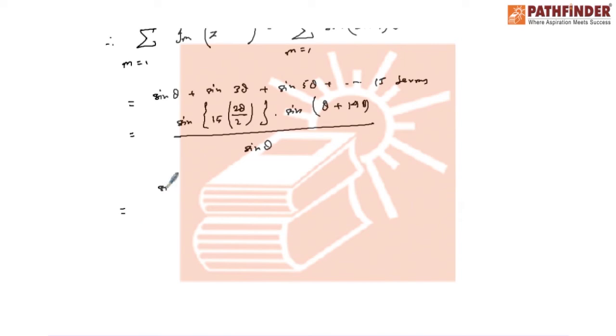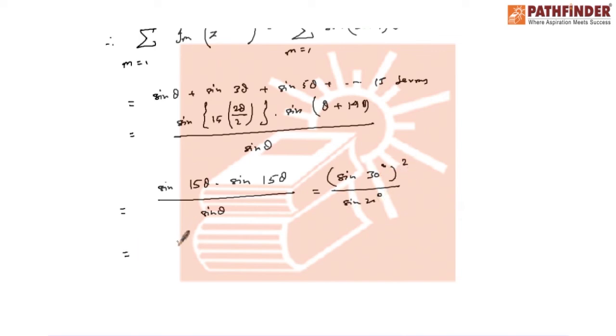Now this becomes sin 15 theta times sin 15 theta whole divided by sin theta. Since theta is 2 degree, we have sin 30 degree whole squared divided by sin 2 degree. So sin 30 whole square is 1 by 2 square, 1 by 4, and hence 1 by 4 sin 2 degree will be the answer to this question.